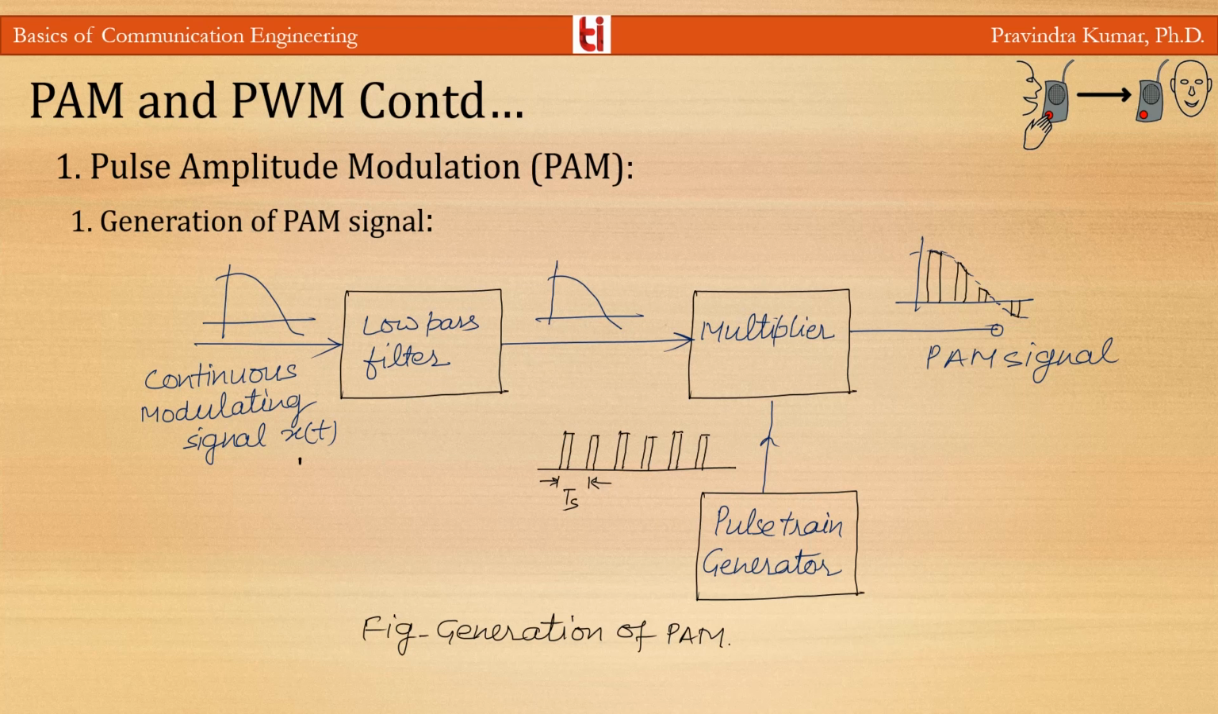The continuous modulating signal x(t) is passed through the low pass filter. The low pass filter will band limit this signal to fm, and all the frequency components higher than the frequency fm are removed. The band limiting is necessary to avoid aliasing effects in the sampling process. The pulse train generator generates a pulse train at a frequency fs greater than 2fm. So the frequency of the pulse train should be greater than 2fm.